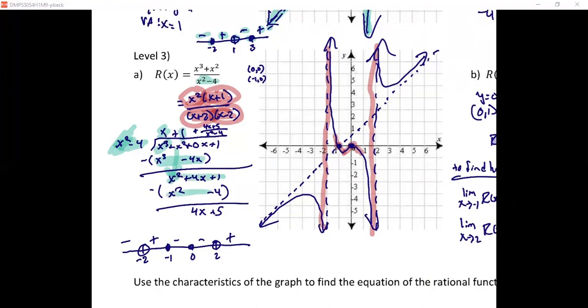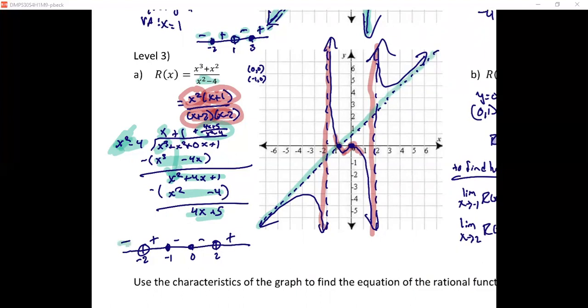So then subtract, and I get 4x plus 5. This is now proper because the numerator has a smaller degree than the denominator. So this x plus 1 plus something else tells me that x plus 1 is going to be my oblique asymptote.